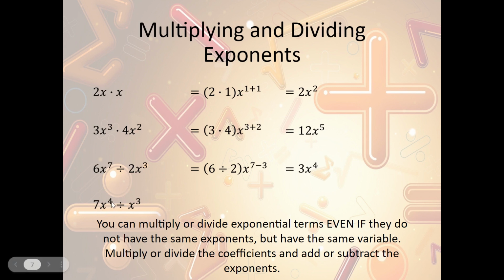Now here we have 7x to the fourth divided by x cubed. So again, we're going to divide 7 divided by 1, and x to the fourth minus 3. 7 divided by 1 is 7, and x to the 4 minus 3 is first power. And whenever it's the first power, we don't need to put it there, so it's just 7x.